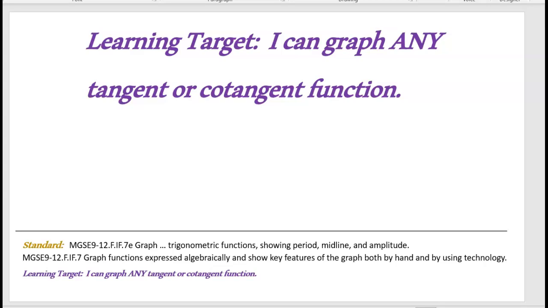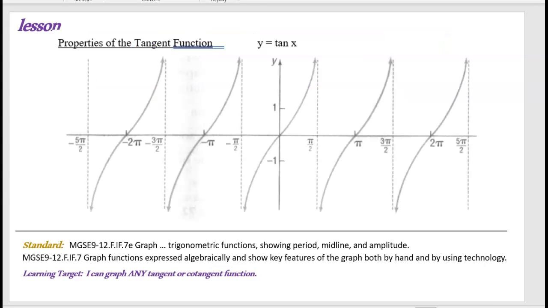The goal after this video is for you to be able to graph any tangent function and any cotangent function using a lot of what you know about sine and cosine. So we'll dive straight in.